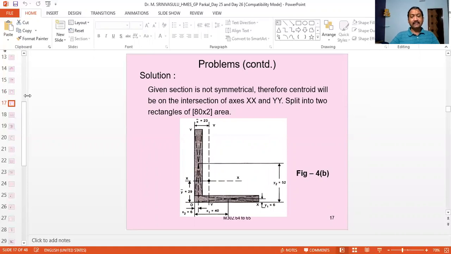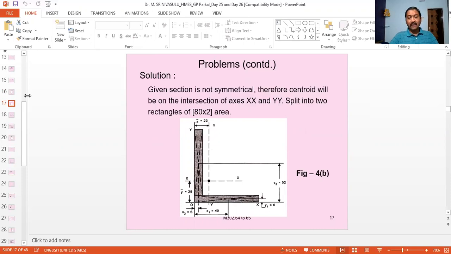Now this is the figure given. To find the solution, first of all we have to divide the given L section into two rectangles. For this, the first step is to extend the horizontal rectangle to the leftmost edge. Now, with this, we got the two rectangles.